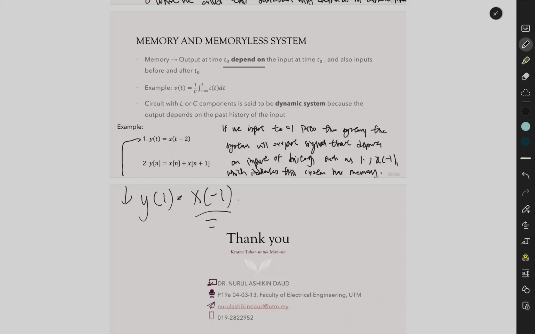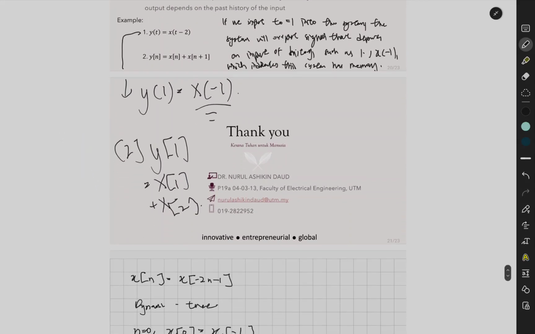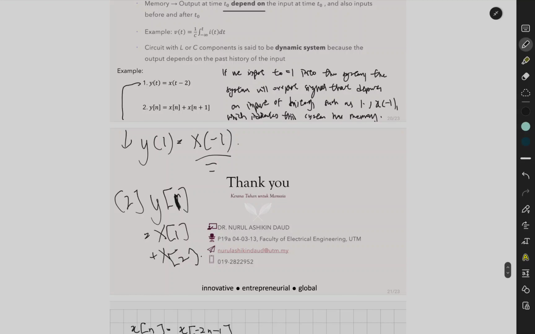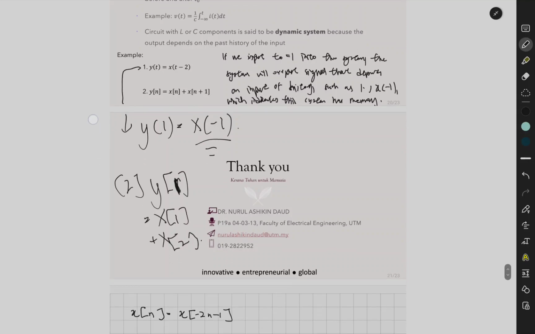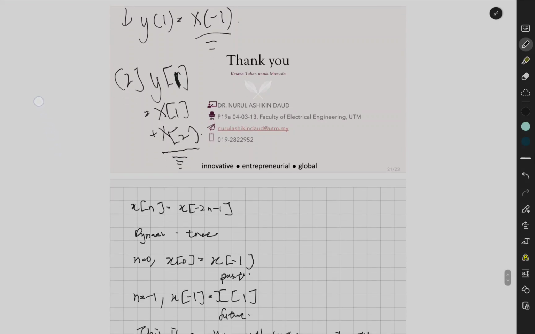Let's see question 2. If y1 equals x1 plus x2, this is also a memory system, because when we substitute t equals to 1, it will produce a future signal, which is x2, when the signal is at 2.